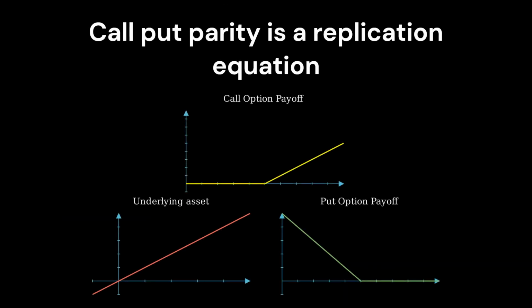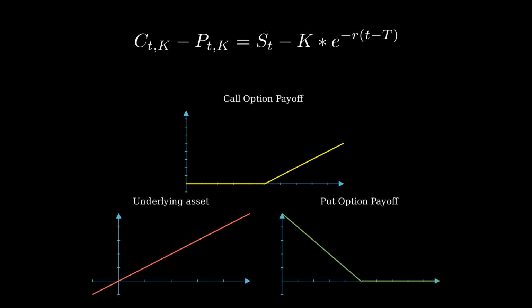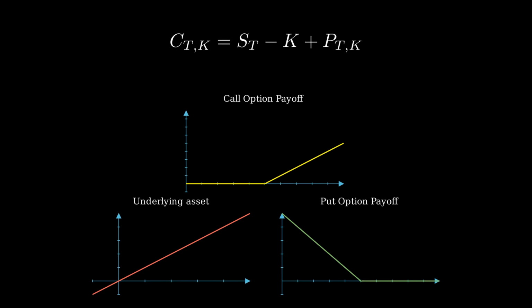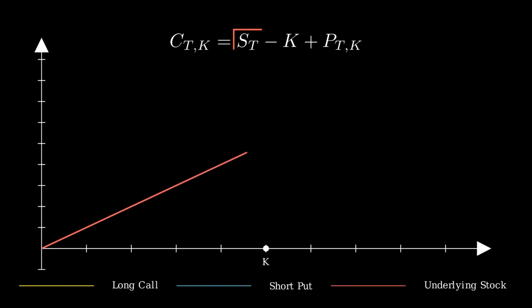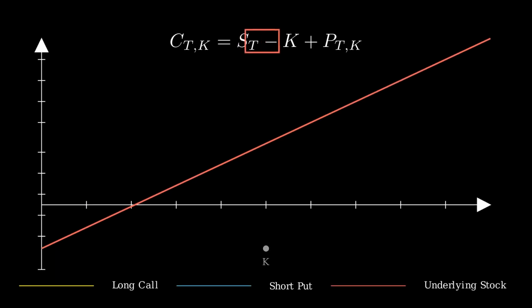The answer lies in the fact that call-put parity is what we call a replication equation. This means that we can replicate the elements of the equation by a combination of the others. In our case, we want to buy a call option. To do this, all we have to do is modify the relationship a little, and we have the expression for the call option as a function of the instruments present in the market.